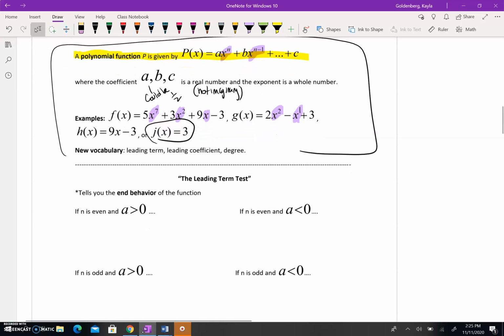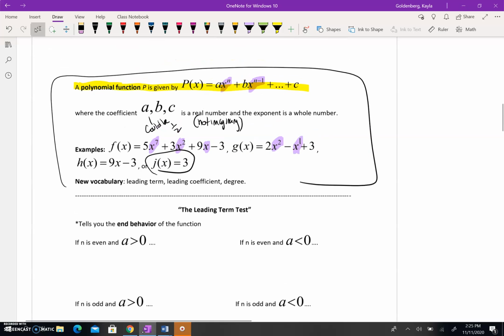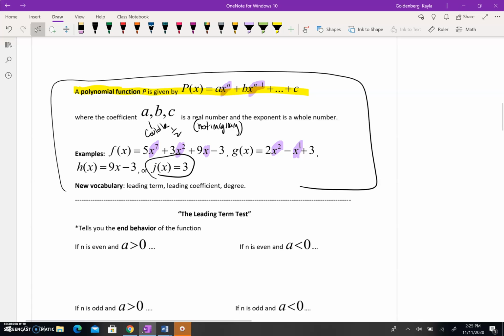And then there's one other big idea. It's called the leading term. The leading term, I'm going to do it in green. Leading term is the first term. So it's like this whole thing.